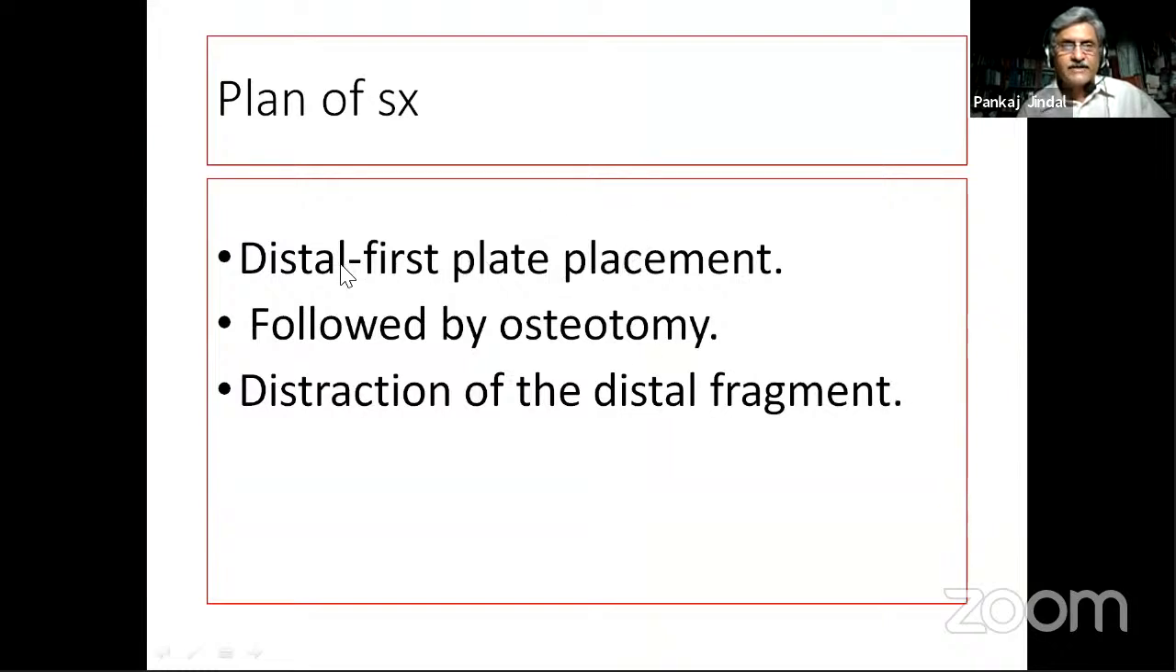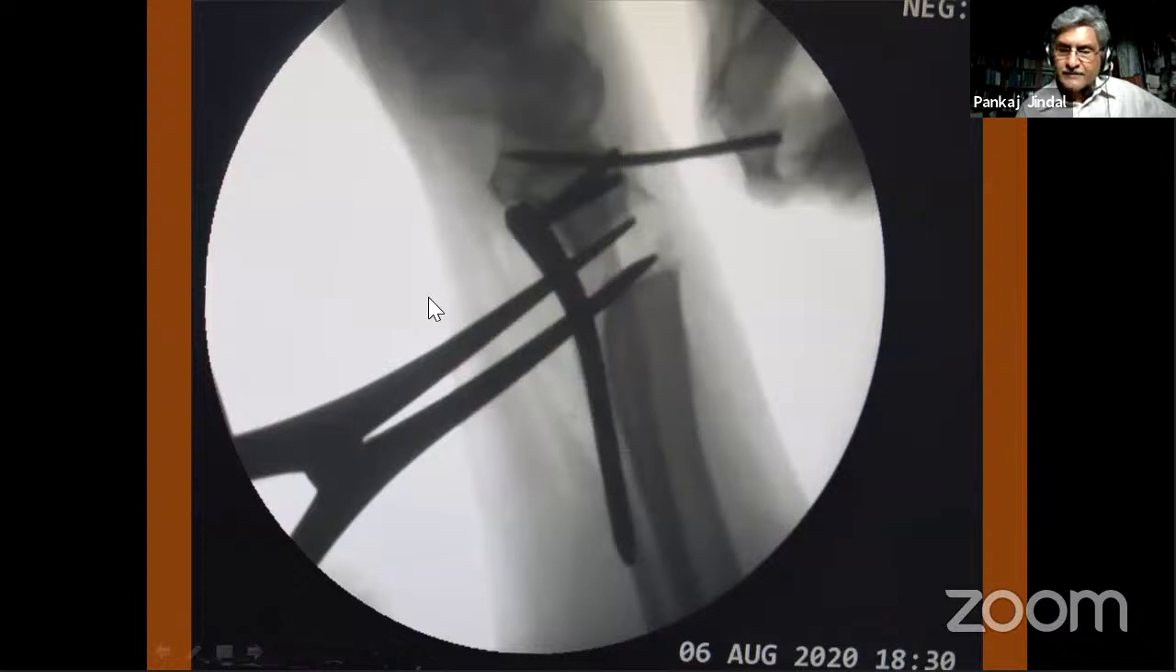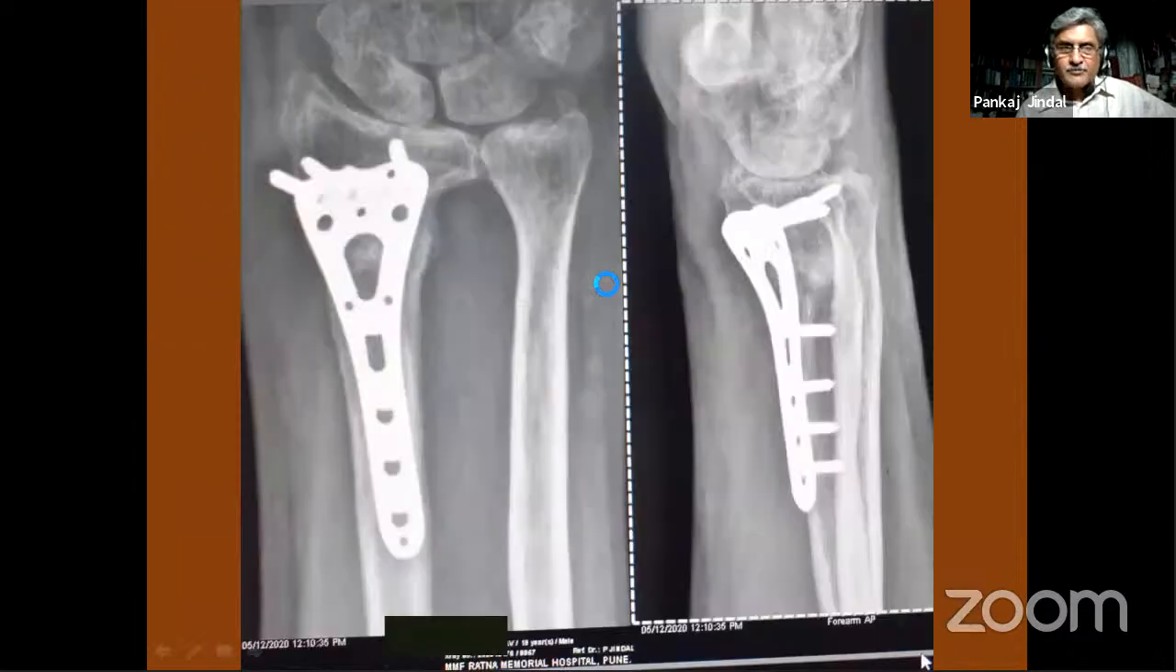The idea is to do a distal fixation first, followed by osteotomy, remove the plate, and now distract it here. A good instrument here is a laminar spreader, which Vikas Gupta was mentioning here. You do an osteotomy here. Now, a good option is to fix it distally. Now use a laminar spreader, and now do a proximal fixation here. So this is what we achieved here.